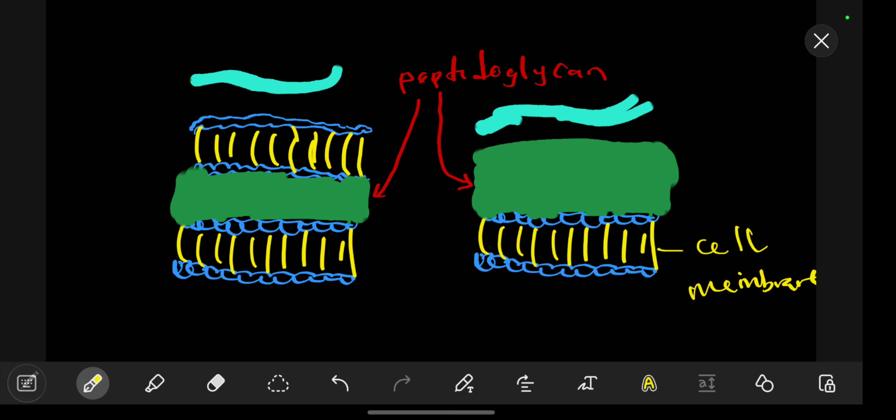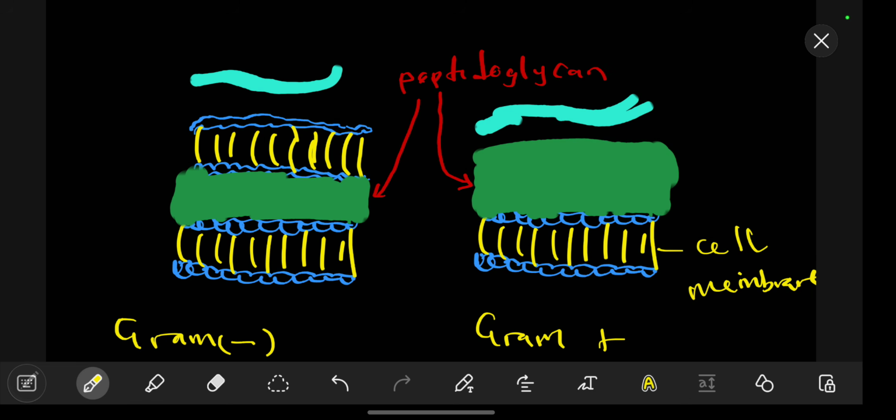The one that has a thick peptidoglycan is what we call gram positive. The one that has a thin cell wall is what we call gram negative. So this is the gram negative. You cannot necessarily identify them just by looking in a microscope. You will have to use gram staining.